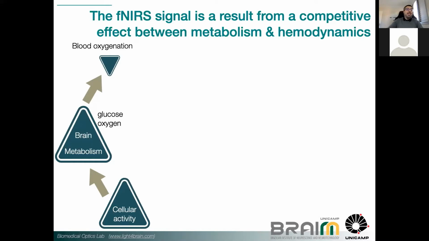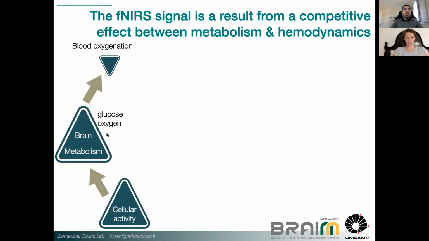So we typically, just to summarize, every time we have neurons working, right, we have cellular activity in the brain that will demand brain metabolism, or a higher brain metabolism, to restore the baseline of the cellular activity.